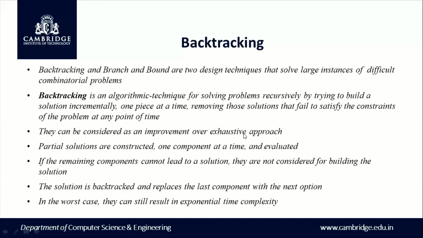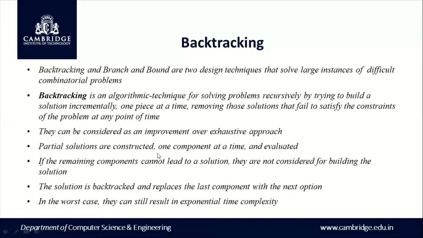But backtracking is a slight improvement on the exhaustive approach, where we do not enumerate all the exhaustive solutions. While building the solution, if we find that any particular candidate solution cannot lead to the complete solution, then we do not generate that particular solution. This is what we call backtracking. So backtracking can be called an improvement of the exhaustive approach. While the exhaustive approach enumerates all candidate solutions, backtracking does not.